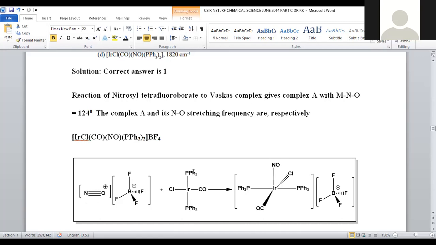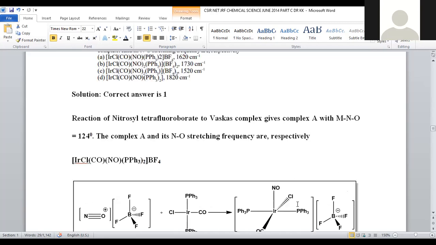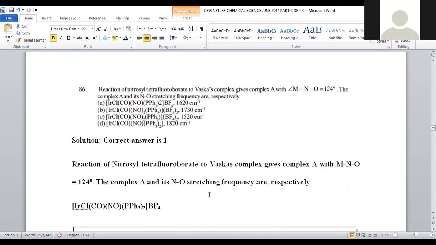Upon treating, what happens? The nitrosyl group will enter into this. Initially, it is tetra-coordinated. Now it is converted into a penta-coordinated complex. Around iridium, you can find 5 bonds. It is said to be a pentacovalent molecule and counterbalanced by BF4 minus. This is the compound formed, and the nitrosyl group will stretch at 1620 cm inverse. If we go with carbonyl stretching, that will be at 1900. Nitrosyl stretching will be observed at 1620 cm inverse. That is only provided in option number 1.